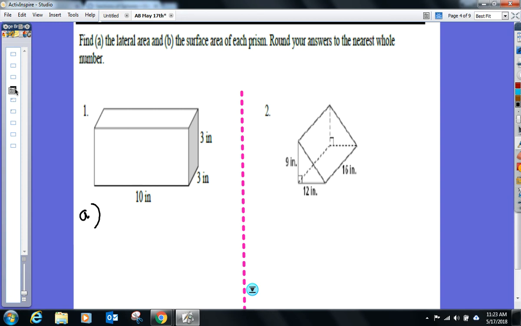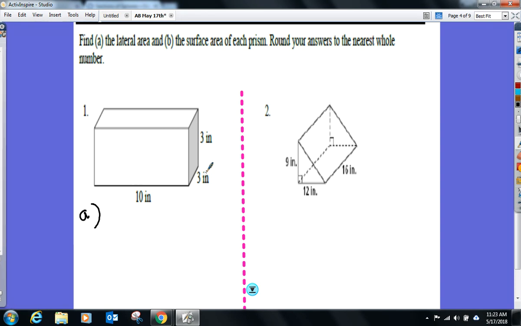So what are the bases here? Your 10 by 3 rectangle. If I turn it up on its side, now it would be your 3 by 3 square here. Okay, everyone good? So for a rectangular prism only, the bases will be the top and the bottom, how it's drawn.